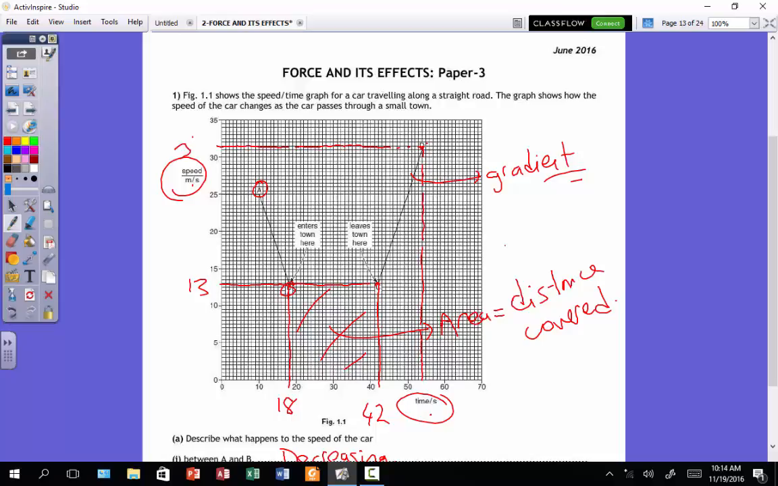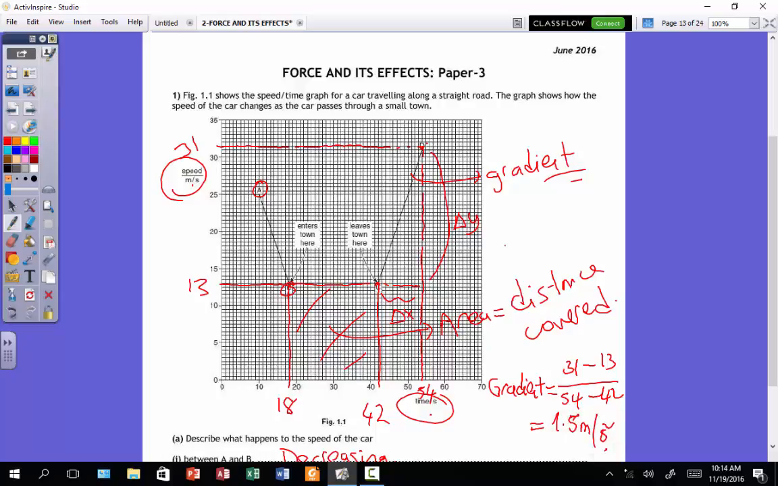This point is 31 and this point is 13, and coming down there it's 54. I have to find the gradient. The gradient is equal to the distance y over the distance x. What is the distance y? 31 minus 13 over 54 minus 42. And this gives us 1.5 meters per second squared.